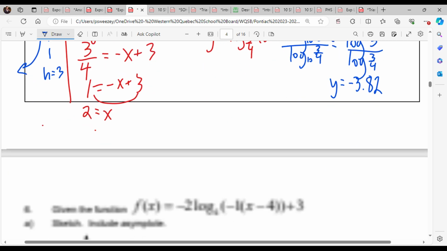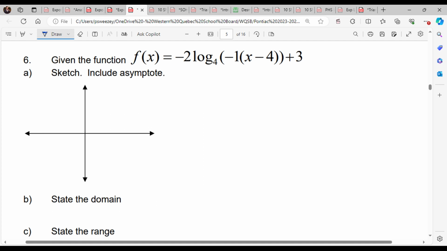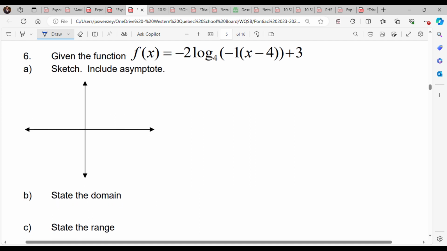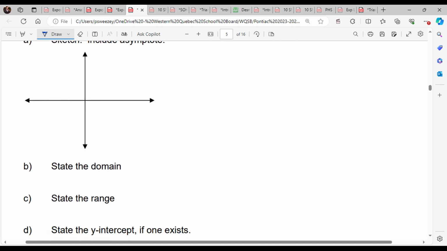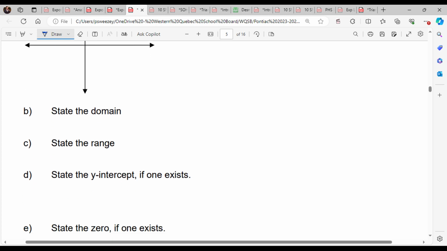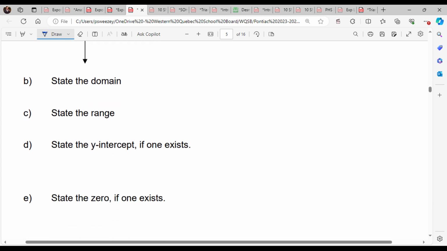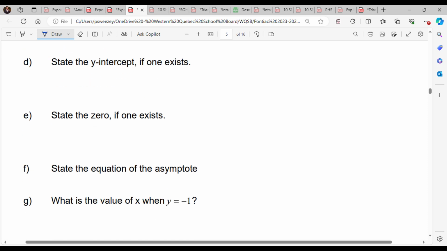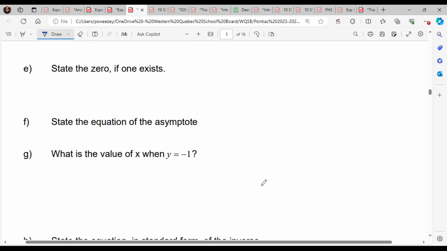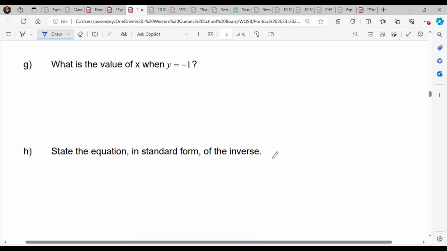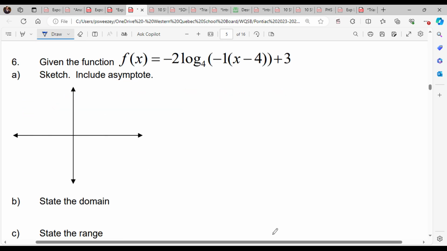I will give you the next 10 minutes to start to walk through, and I'll leave that with you for a second. Sketch the asymptote, tell me the domain, state the range of these, state the y-intercept if one exists, and so on. We'll go through here, we'll talk about G, and then we'll talk about the inverses as well. So let's dive into that next.